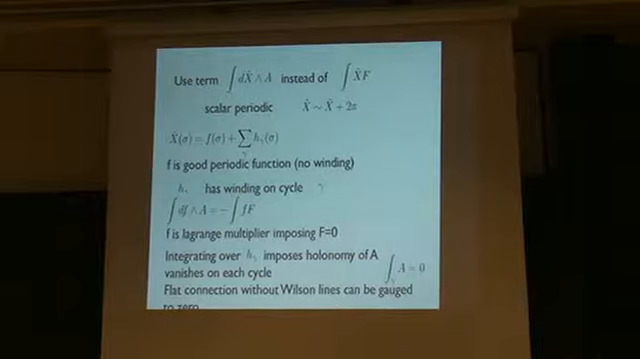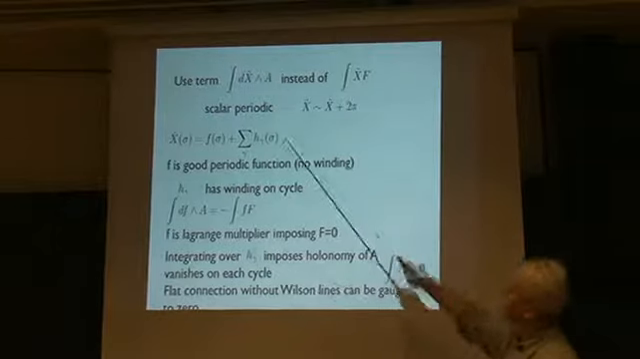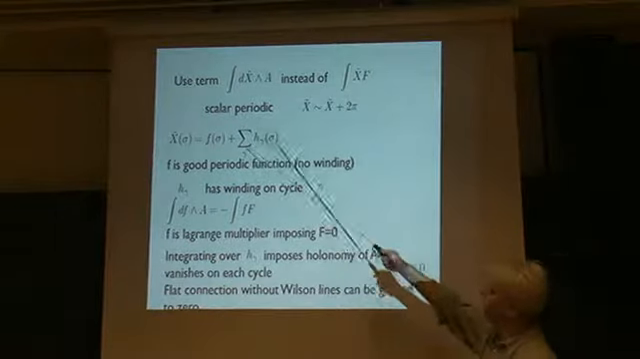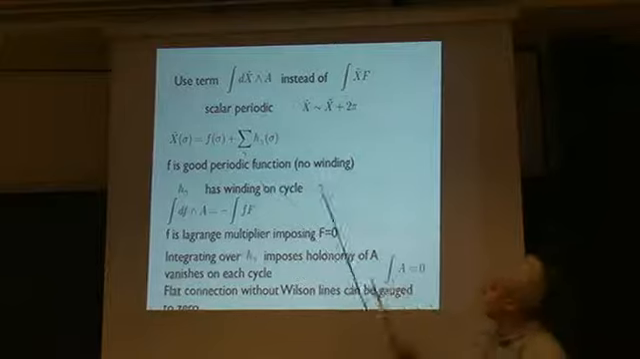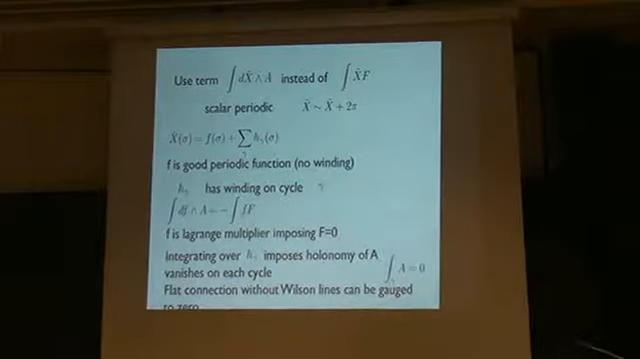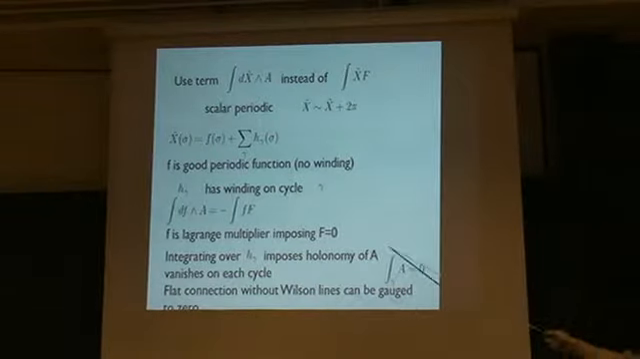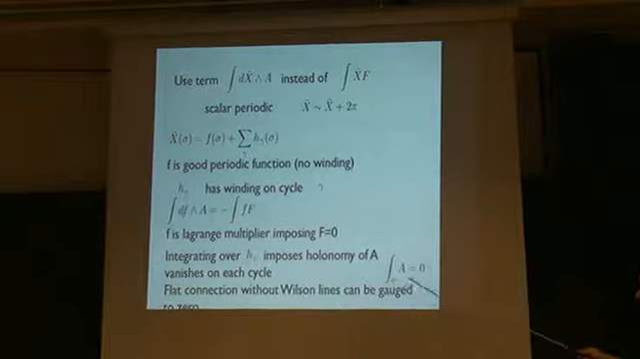Now, integrating over h gamma, which involves summing over the windings of each and summing over the individual cycles h gamma, then imposes the holonomy of A vanishing on each cycle. So the line integral of A, the Wilson line around the cycle gamma, equals 0.